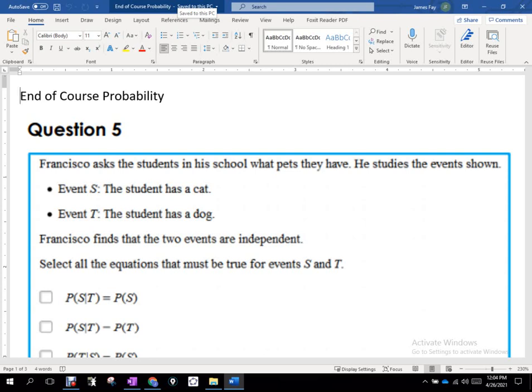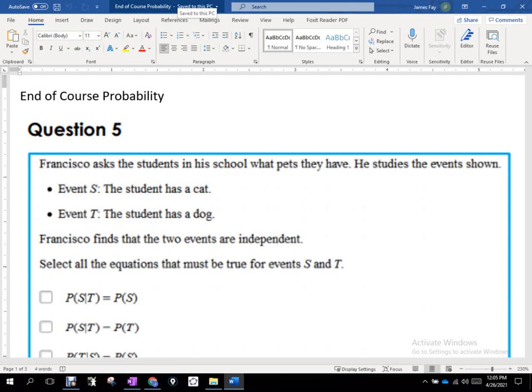It says, Francisco asks the students in his school what pets they have. He studies the event shown. It says event S is that a student has a cat. Event T is that the student has a dog, okay? Now, what stinks about the end-of-course exam as well is that a lot of people think maybe event S should be labeled C and event T should be labeled D to match up with the animals, right? They do this intentionally to see if you can pay attention to detail, to see if you can piece things together and stay on track and have that attention to detail to be successful in problem solving, okay?